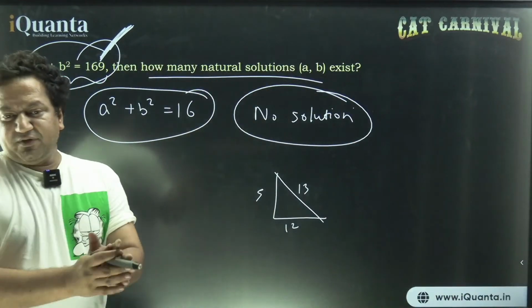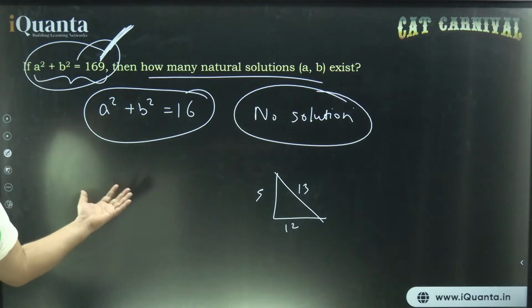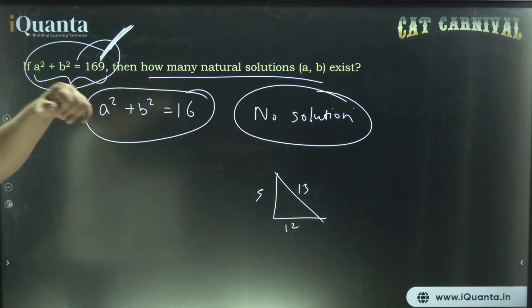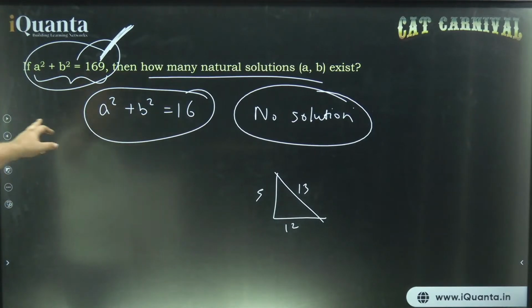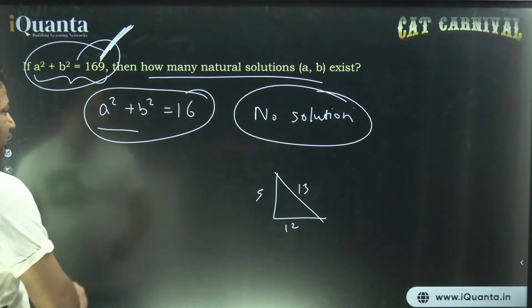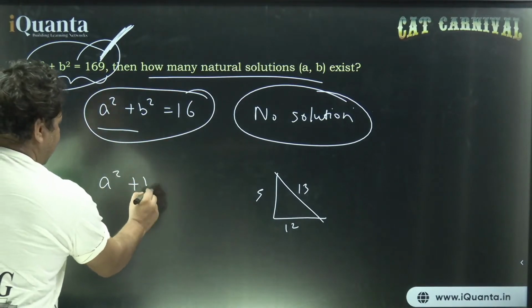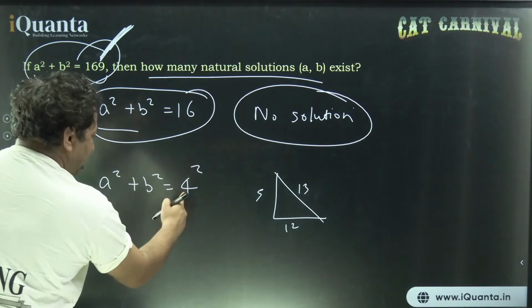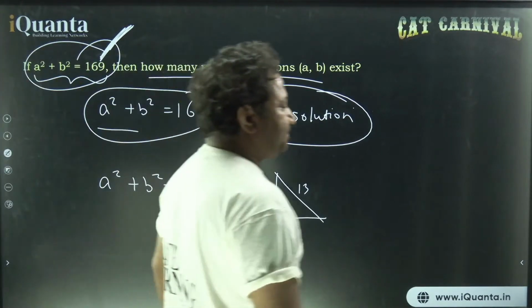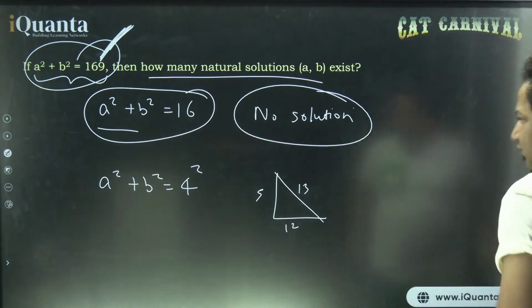And that is why we were not able to find any natural number solutions. As I told you earlier, Pythagorean triplets are always natural numbers and they follow this formula. But a square plus b square is equal to 4 square, and 4 cannot be the hypotenuse of any right angle triangle, and that is the reason we are getting it. All of you got that? Great. No doubt at all.